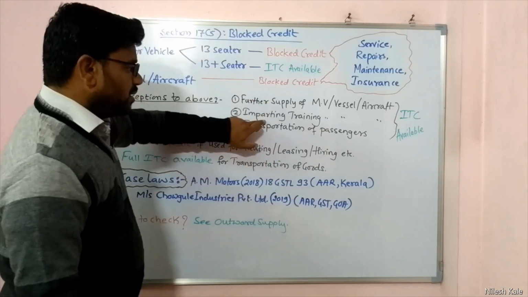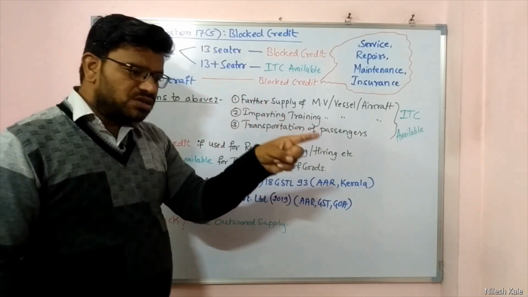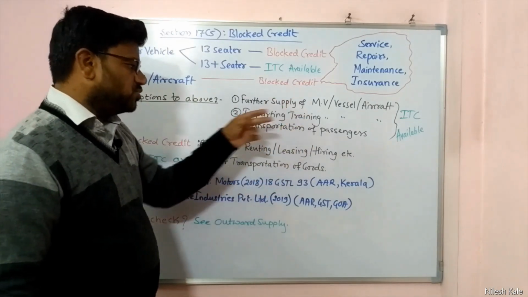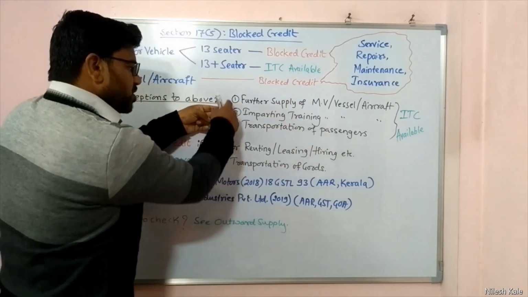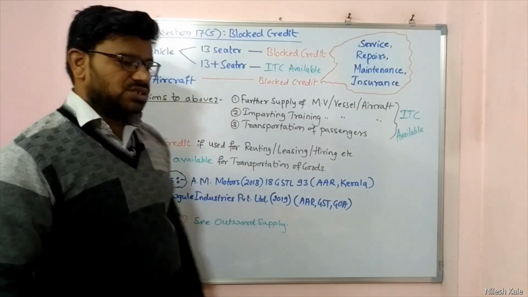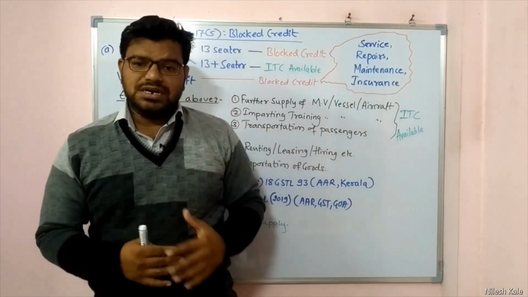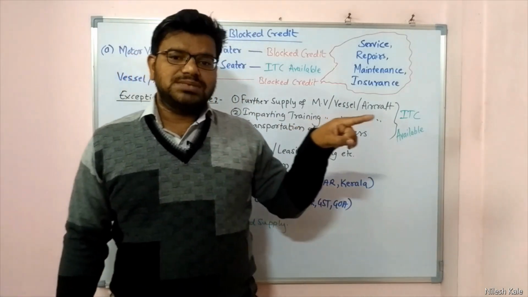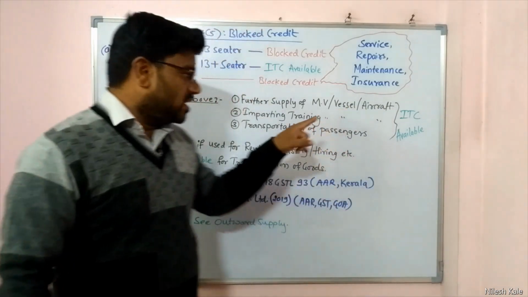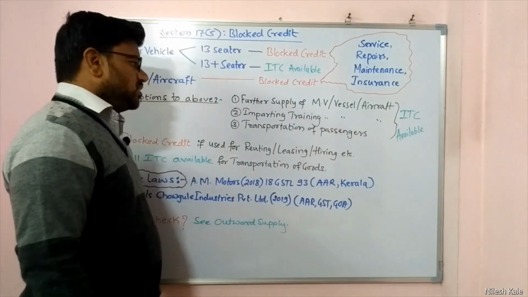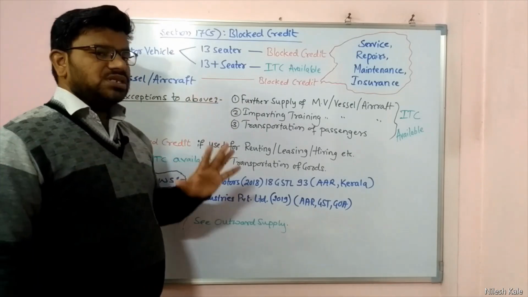The next is imparting training. Are you giving training to people? If you are not giving training, you do not fit into this point. Now the last point is transportation of passengers. I have started a business of some other kind, but am I engaged in transportation of passengers? If the answer is no, then I am not going to get the ITC. Only in these 3 cases am I going to get the ITC.